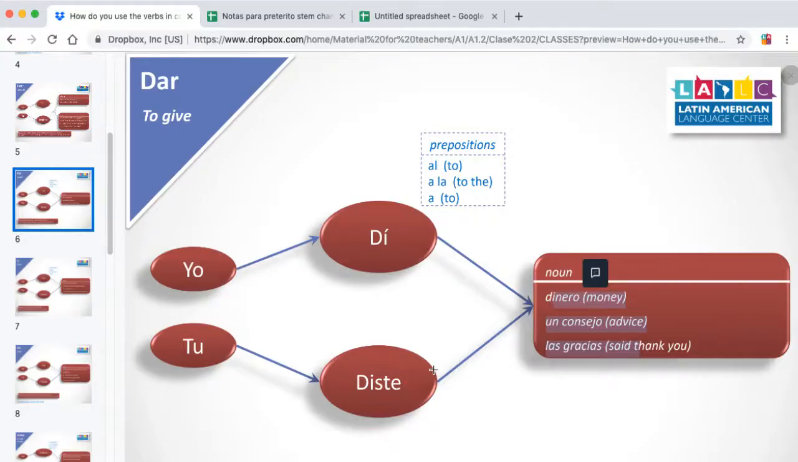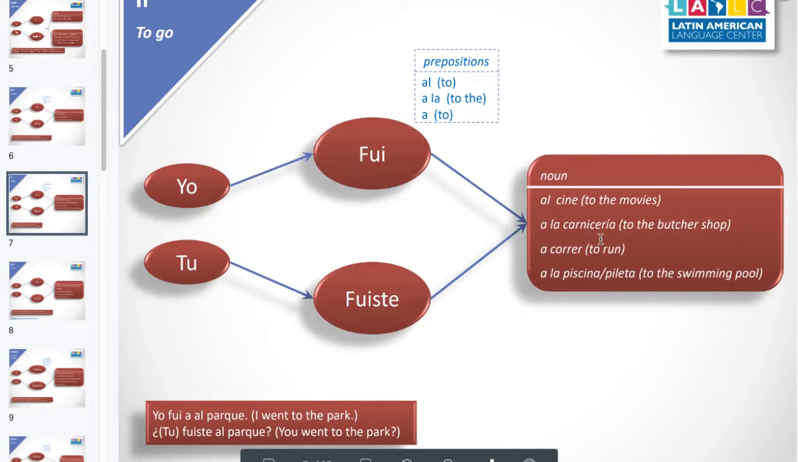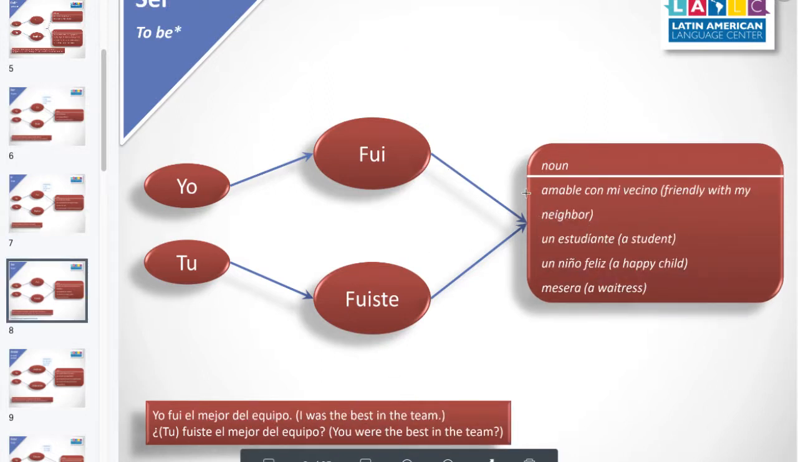Then here you have other examples of, for example, fui. You see, yo fui al cine. This is went, obviously, right? Tú fuiste a correr. You went to run. Fui a la pileta. Wherever you can go, right? And here I put maybe some examples with the fui of ser, which is he was kind to his neighbor, amable, friendly, right? Él fue un estudiante. He was a happy child, so he's not anymore. So be careful using this fui, because whatever you use, then it's not happening anymore.